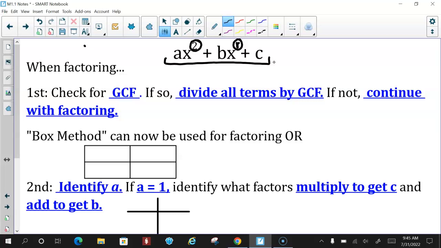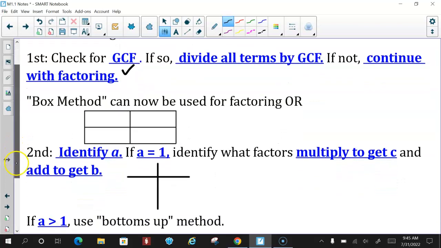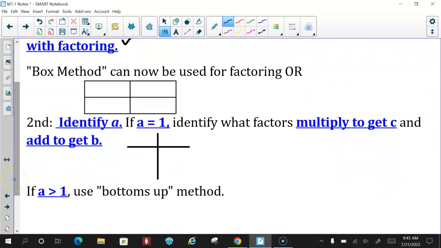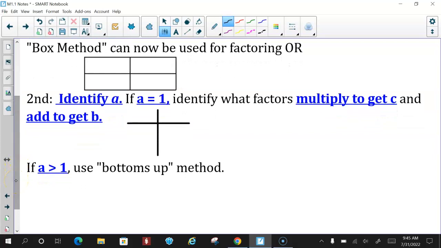Also, in factoring, that first step is to see if we have a GCF. If so, then we're going to divide all those terms by the GCF. But if not, we'll just continue with the factoring. Now, you can do box method whether A is equal to 1 or greater than 1, but in this video I will not be focusing on box method. So if you still need help with box method, make sure that you ask your teacher, okay? So either you could focus on box method or, of course, identify A.